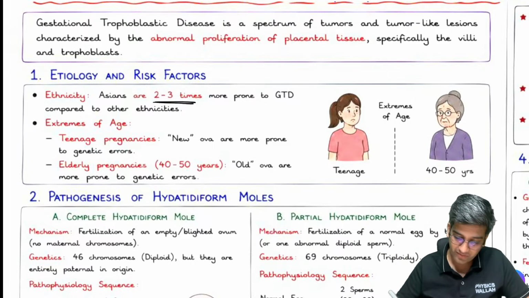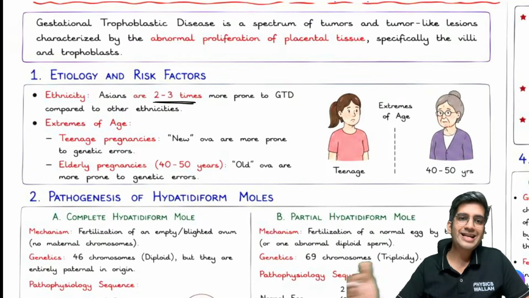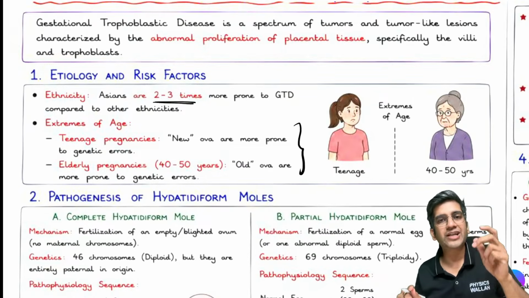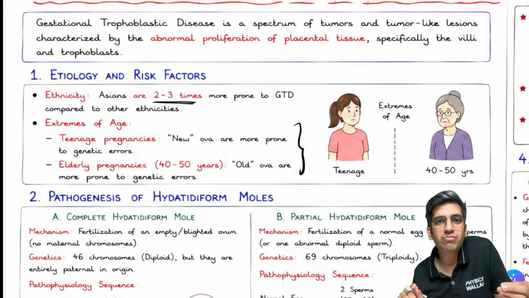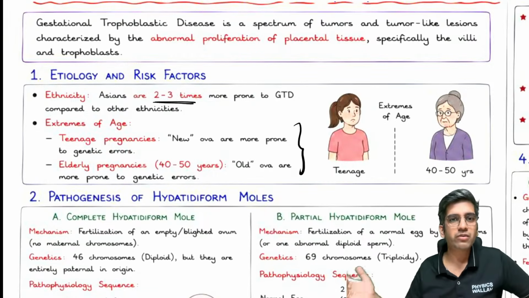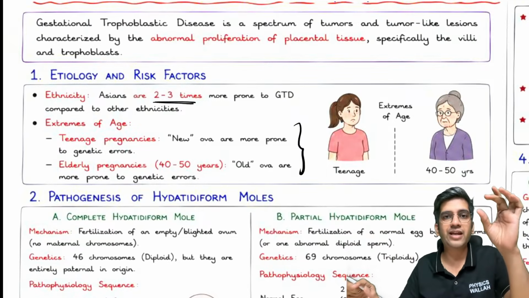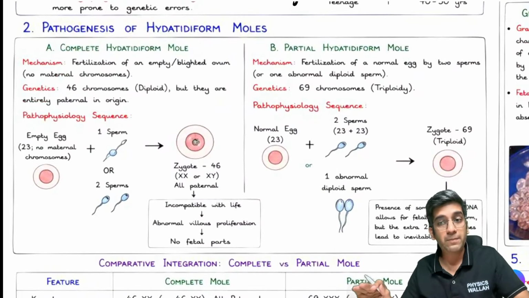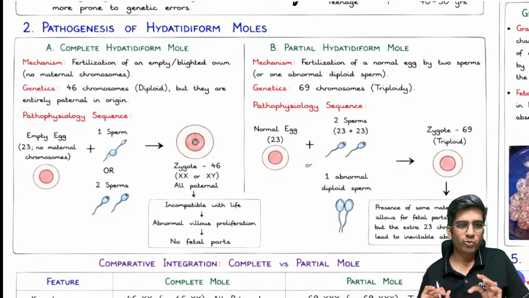And extremes of age, a teenage pregnancy has more risk, and an elderly pregnancy around 40 plus again has more risk, because in both extremes of age, the ova is not accustomed to properly develop into a zygote. Very new makes errors, very old makes errors, right? These are 2: teenage pregnancy, elderly pregnancy, and Asian ethnicity increase the risk. We have 2 types of molar pregnancy: a complete mole and a partial molar pregnancy. Fine, both are hydatidiform mole.